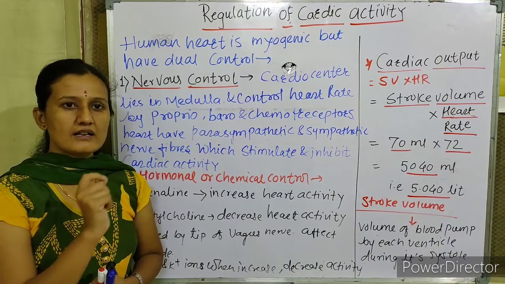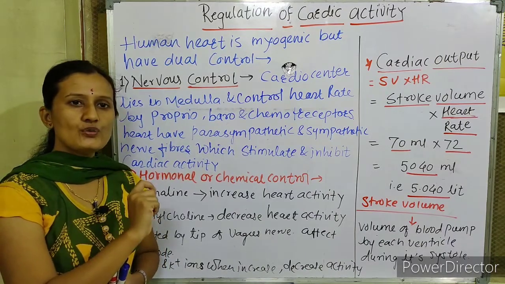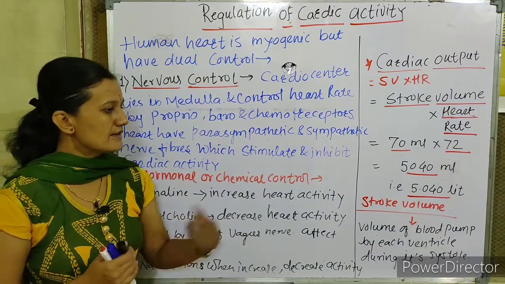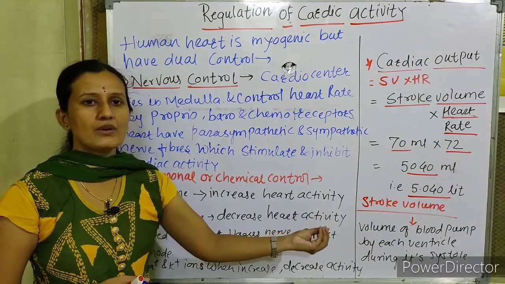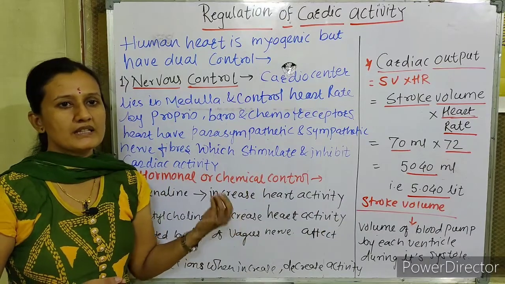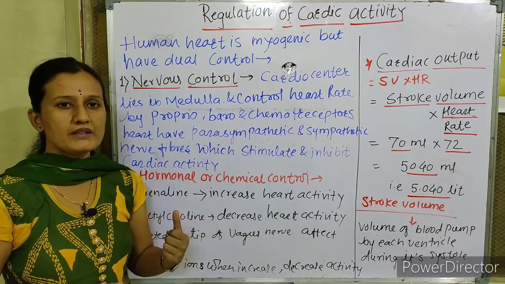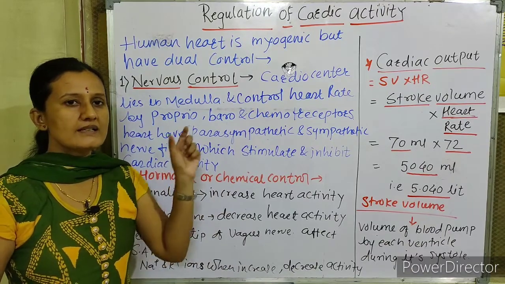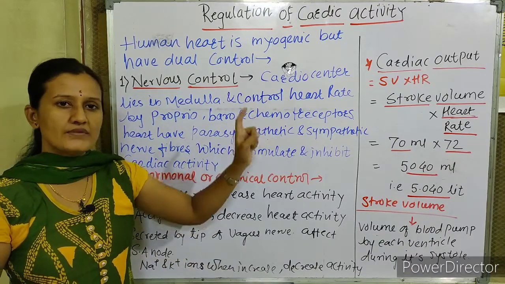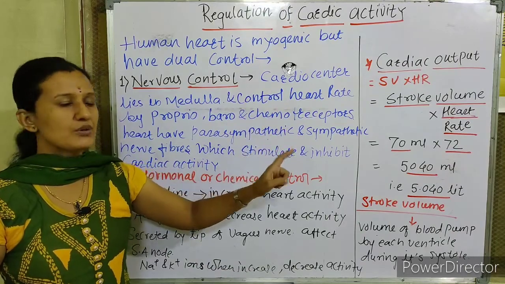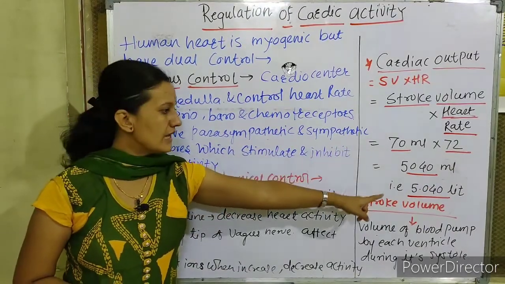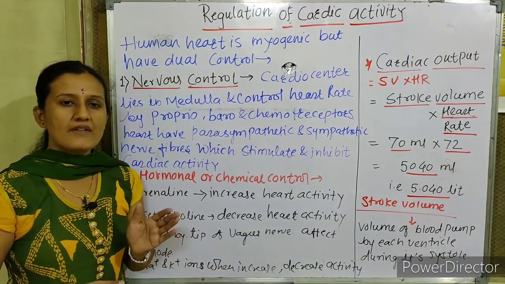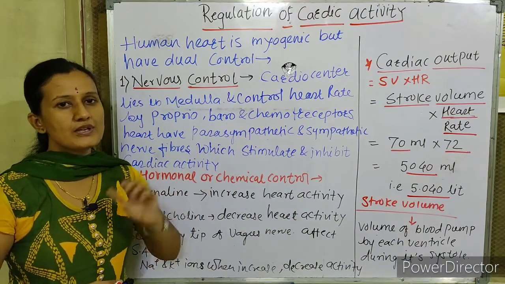5 liters it is. How to calculate cardiac output? Stroke volume into heart rate. Heart rate is 72, and stroke volume is 70. How is it calculated? During each ventricular contraction, how much blood do the ventricles pump? How much blood does the right ventricle pump to the lungs, and how much does the left ventricle pump to the total body? That amount is 70 ml. Therefore stroke volume 70 ml into heart rate 72 is 5040 ml. That means nearly about 5 liters. Therefore cardiac output in an average adult person is 5 liters.